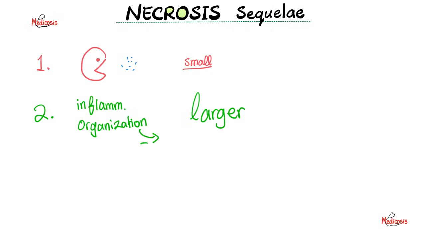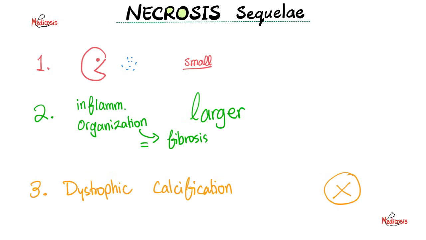Organization in pathology has a specific meaning. It means fibrosis, and this is the second sequela of necrosis. But what if the necrotic tissue cannot be completely removed or cleared? What's going to happen? Well, if you cannot remove it and you cannot fibrose it, then at the very least, you can calcify it. And this is called dystrophic calcification.